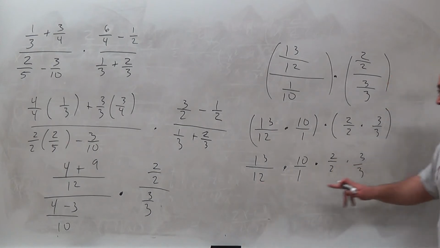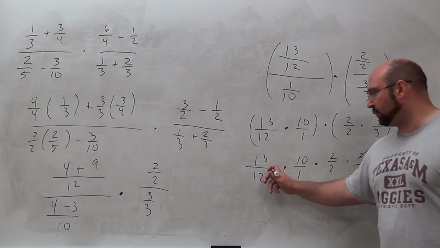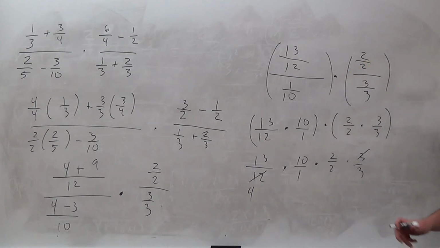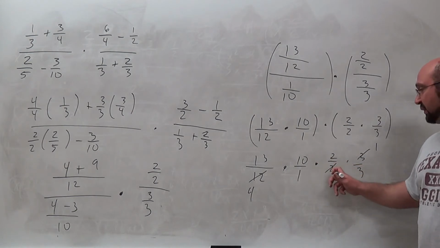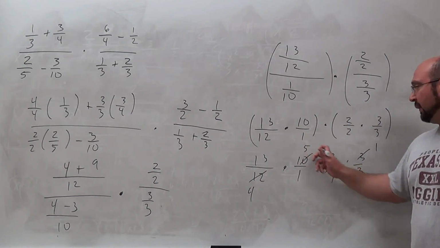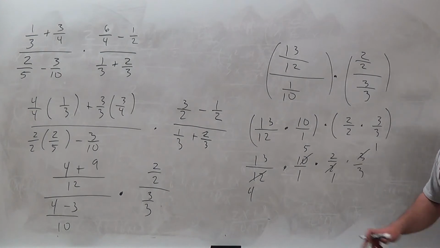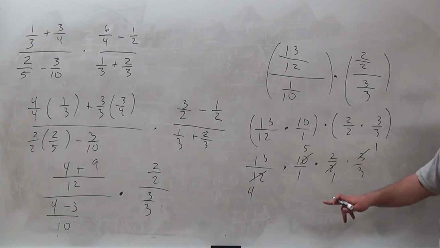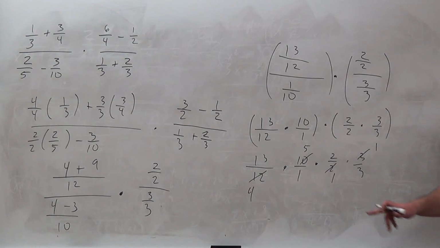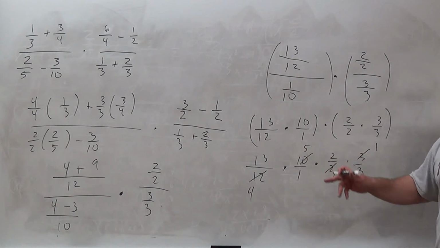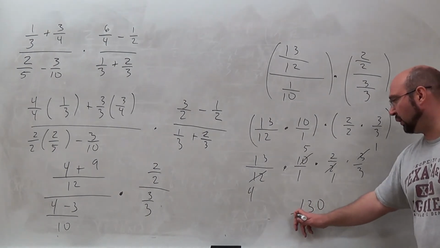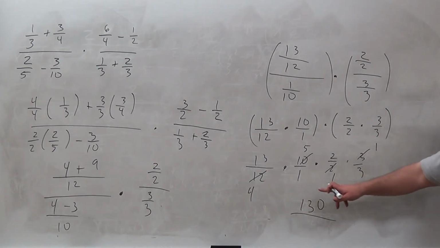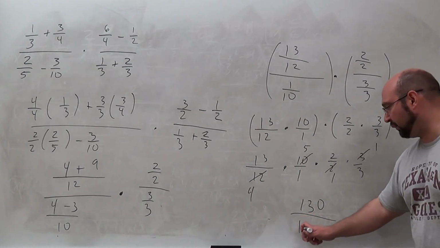Note that this 12 and this 3, I'm able to reduce this down to a 4 and this to a 1. Note that this 2 and this 10, I can reduce this down to make this a 1 and this a 5. So at this point, I have 13 times 5 times 2 times 1. Well, I know that 5 times 2 is 10. 10 times 13 gives me my 130. 4 times 1 times 1 times 3 is 12.